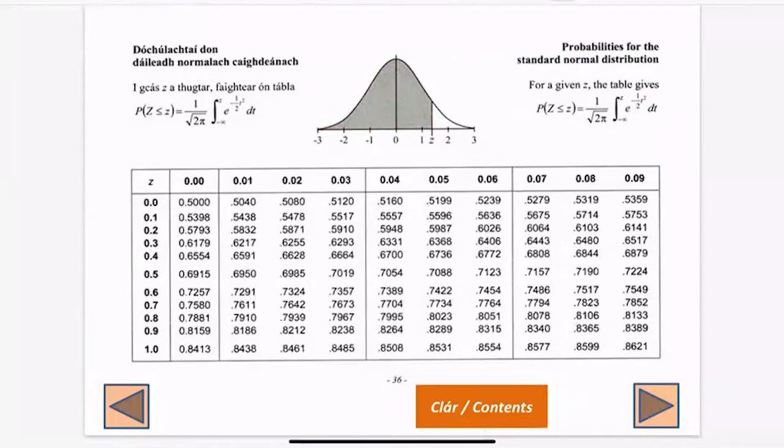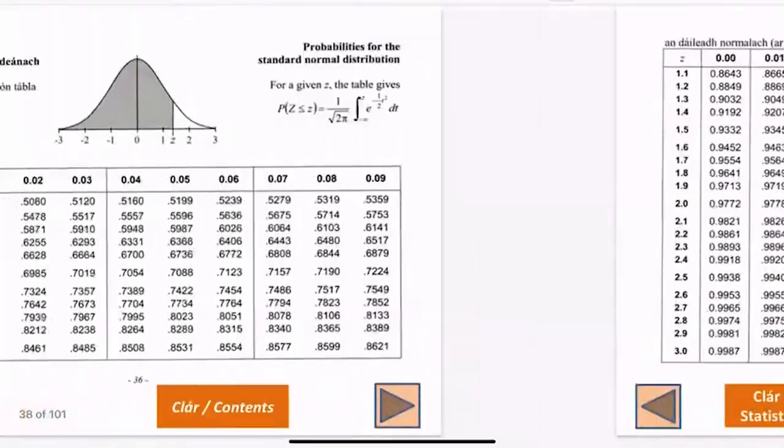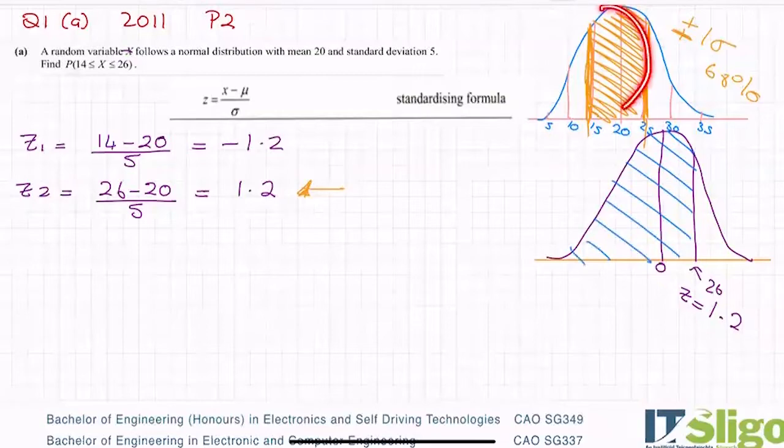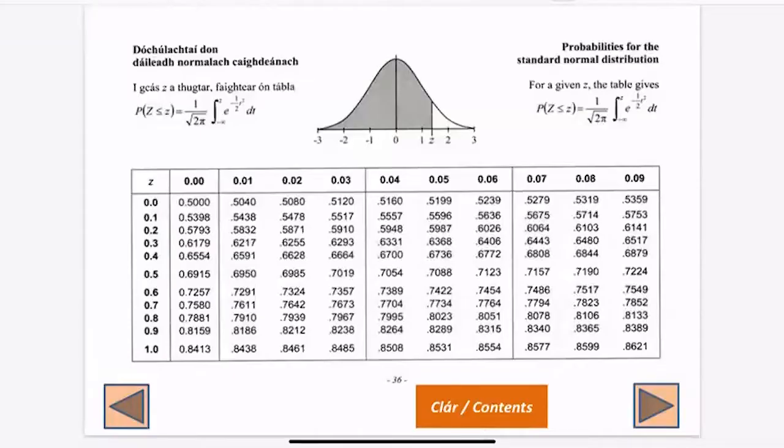So what does that mean? Well, when I look up 1.2, like I'm going to do now, I am going to get the probability not of being between these two values, but of being from here, from the very start up to here. So let's look it up and let's see what we're doing.